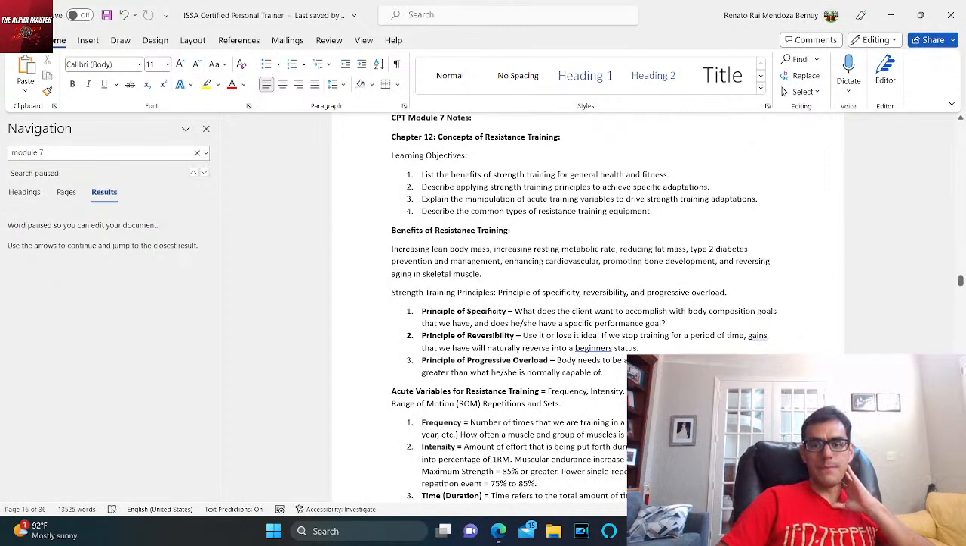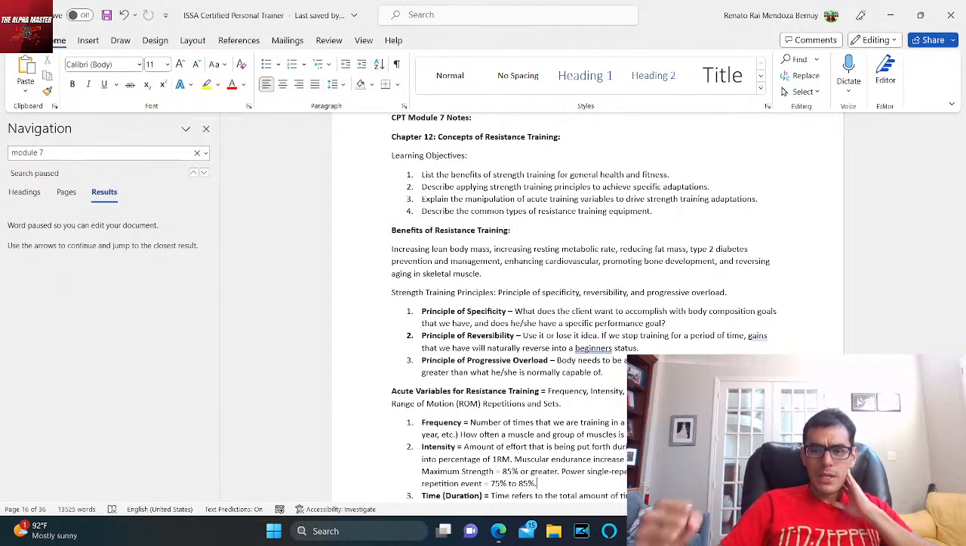Intensity is the amount of effort being put forth in a given resistance exercise, expressed in percentages of one repetition max. Muscular endurance increase is 67% or less. Hypertrophy or muscle growth is 67% to 85%. Maximum strength is 85% or greater. Power single repetition events are 80 to 90%, and multiple repetition events are 75% to 85%.